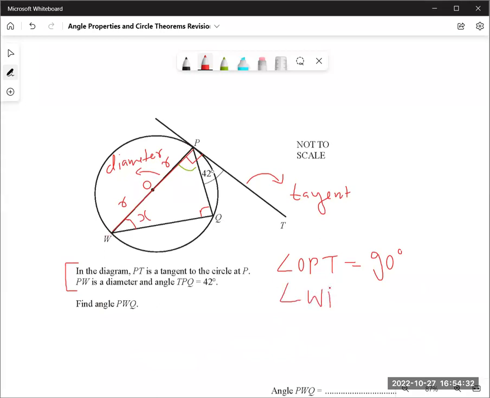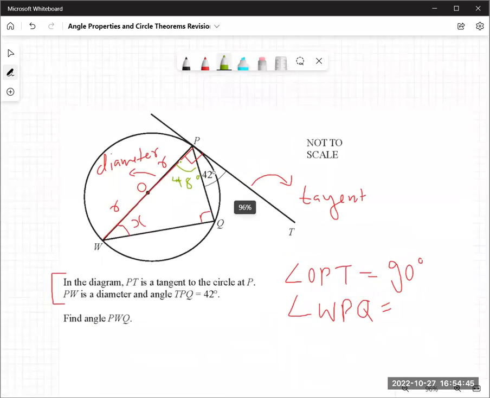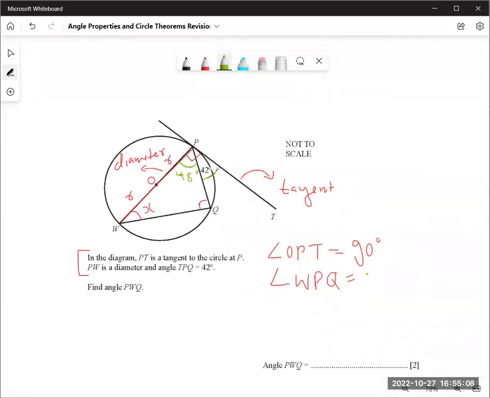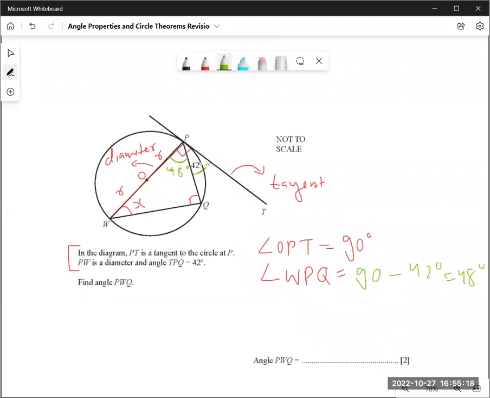It's 48. The total will be 180 from here, the whole thing. But I know that this much is 90. If this is 90, and these two angles are made with the same line, then 42 plus this angle will be equal to 90. So therefore, WPQ must be 90 minus 42, which is 48 degrees. Because the whole thing is 90 and this is 48, 42.